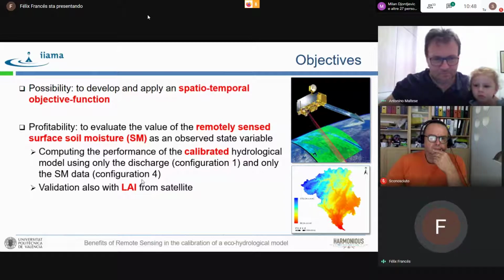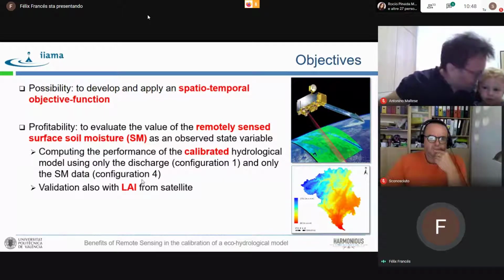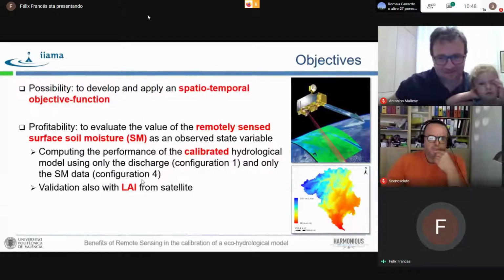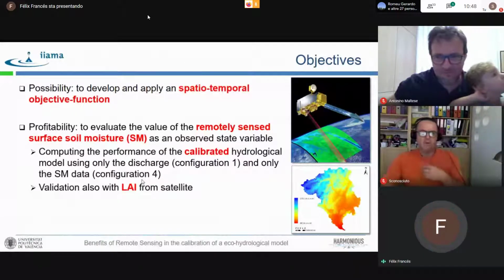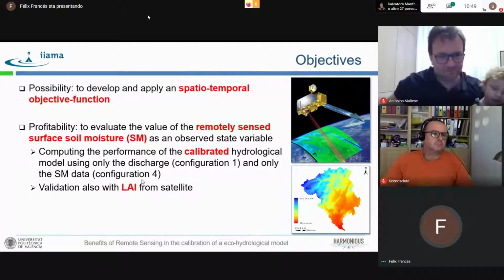We will call it configuration 4. I'm going to present only one remote sensing configuration against the use of just the discharge, which I will call configuration 1. Also, for validation, I'm going to present you the comparison between the leaf area index simulated and observed from satellite.